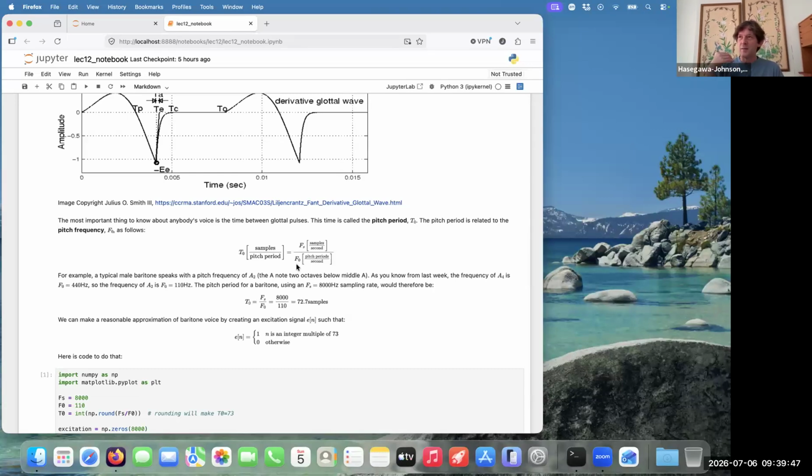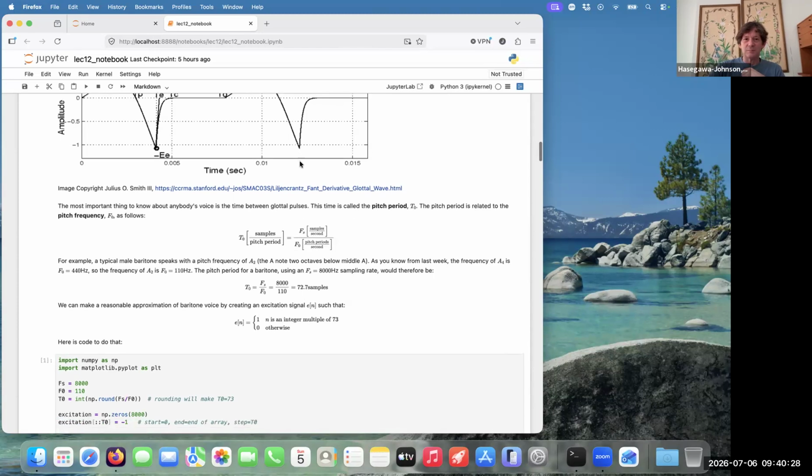So if I sing a middle A on a piano, that would be 440. I can't sing that high, but my voice is at around 110, which is an A note 2 octaves below on the piano. We start out at middle A and then we go down 2 octaves and we get my normal speaking voice, which is 110 hertz, F0. If we divide Fs over F0, if Fs is 8,000 samples per second, divided by my pitch frequency of about 110 hertz, we get that my voice is occurring with about 73 samples per pitch period. From here to here is roughly 73 samples.